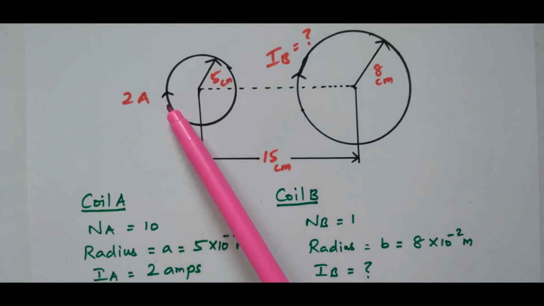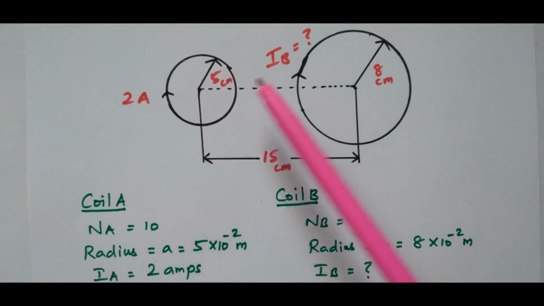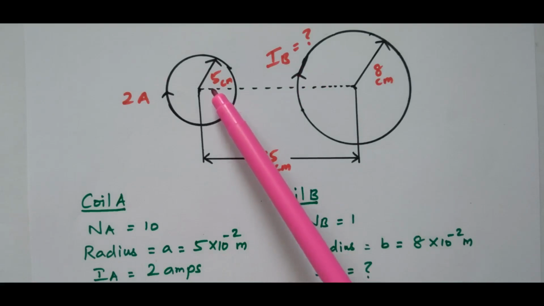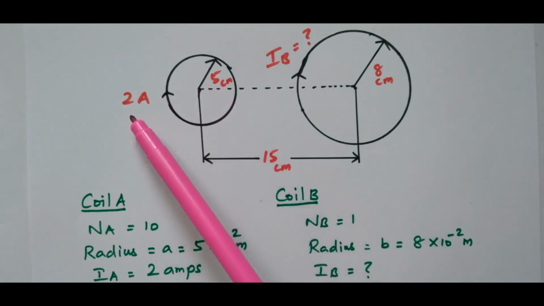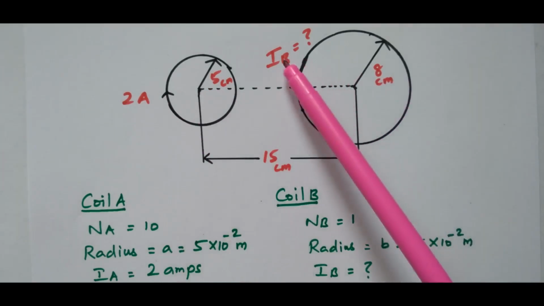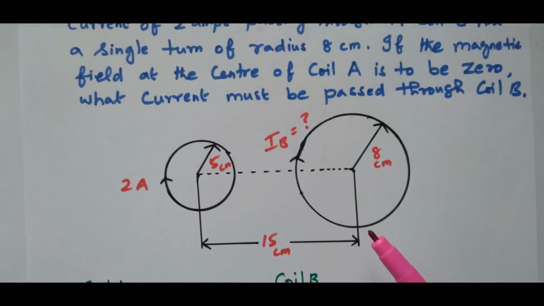The current flowing through the first coil is 2 ampere. Coil A is 2 ampere. But the current in the second coil is not given. We need to find it, right? So the radius of the first one is 5 centimeter, current is 2 ampere. Radius of the second coil is 8 centimeter, current is not known. Center to center distance is 15 centimeter. So what other values are given?